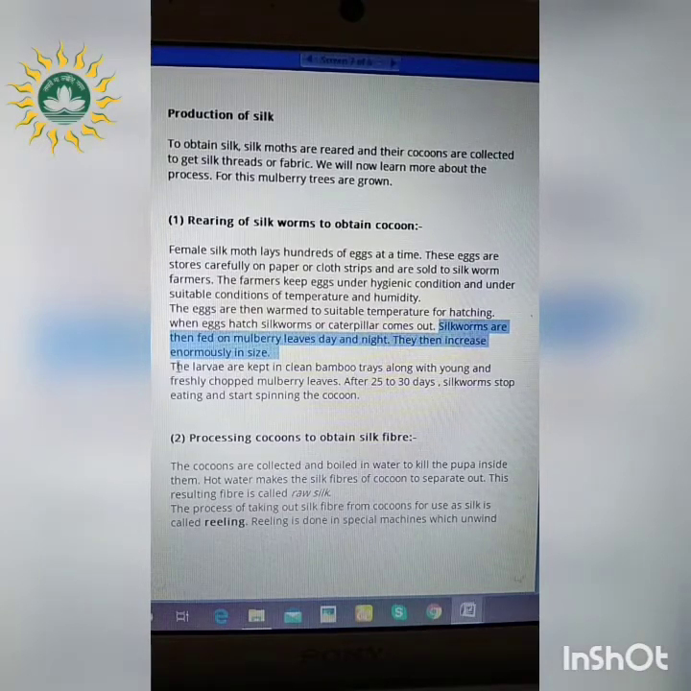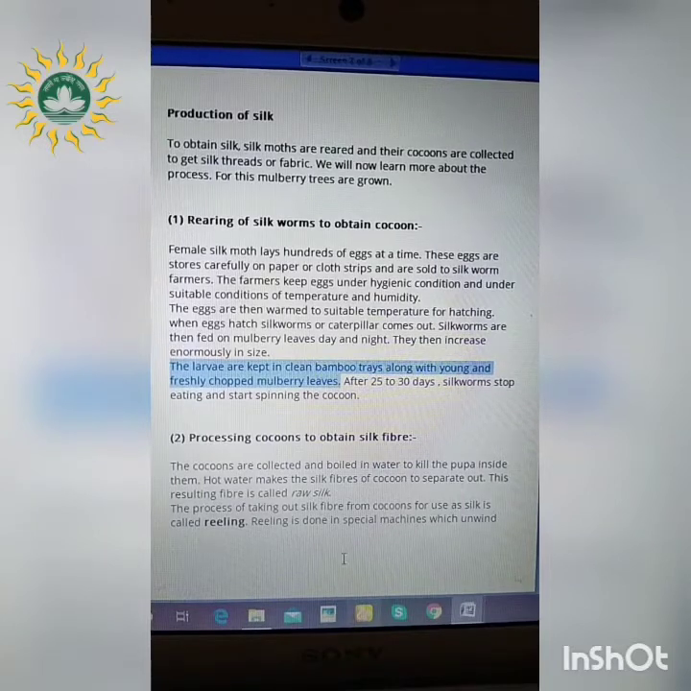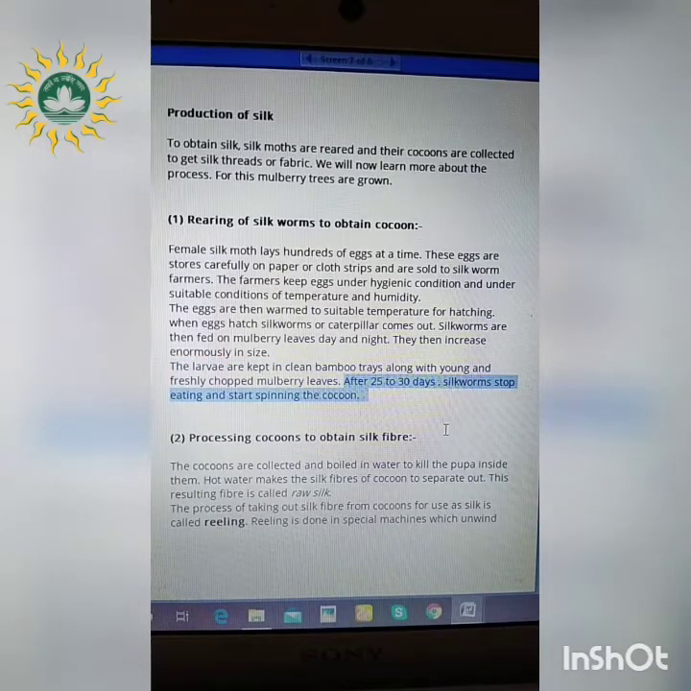So these larvae or caterpillars which are formed, where are they kept? In clean bamboo trays along with some freshly chopped mulberry leaves. Why mulberry leaves? Because they will feed on that. After 25 to 30 days, the silkworms stop eating and start spinning the cocoon. So we can easily say that 25 to 30 days are required for the larva to change into cocoon. Right? So next is processing cocoons to obtain silk fiber.